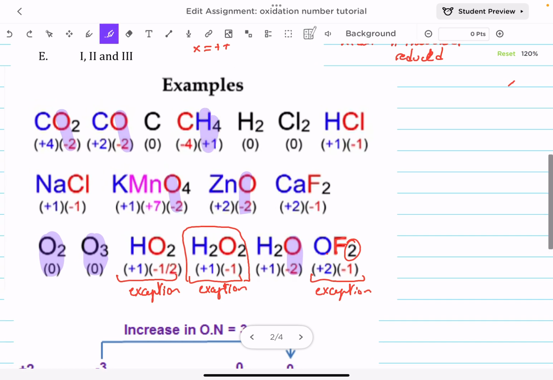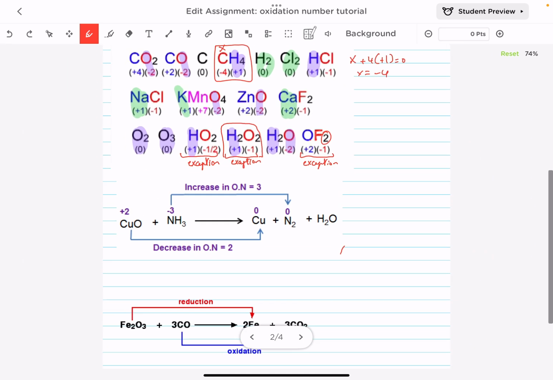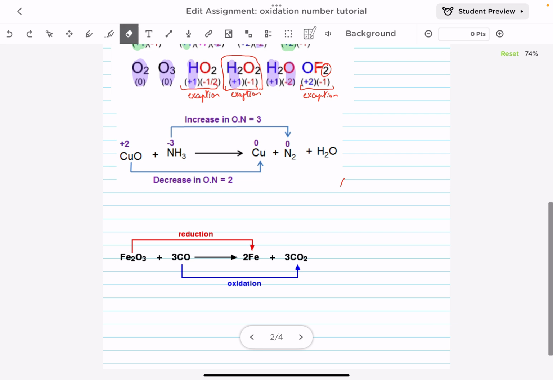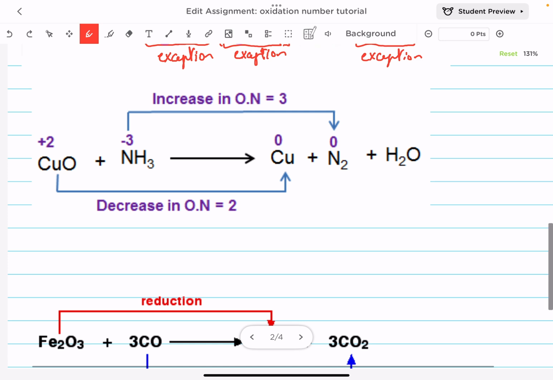Now, other examples, H is always plus 1. This is never going to change. That's the rule. Any free element, the oxidation number is 0. Now, elements like group 1, positive 1, group 2, positive 2, and the rest can be solved. Like, for example, carbon, I'm going to name it as X. X plus 4 times the hydrogen equals 0. So X is minus 4. And so on.